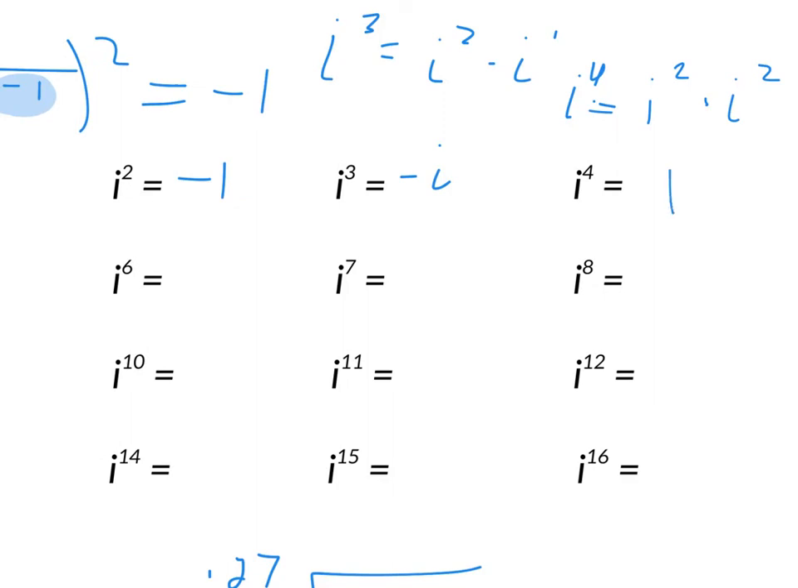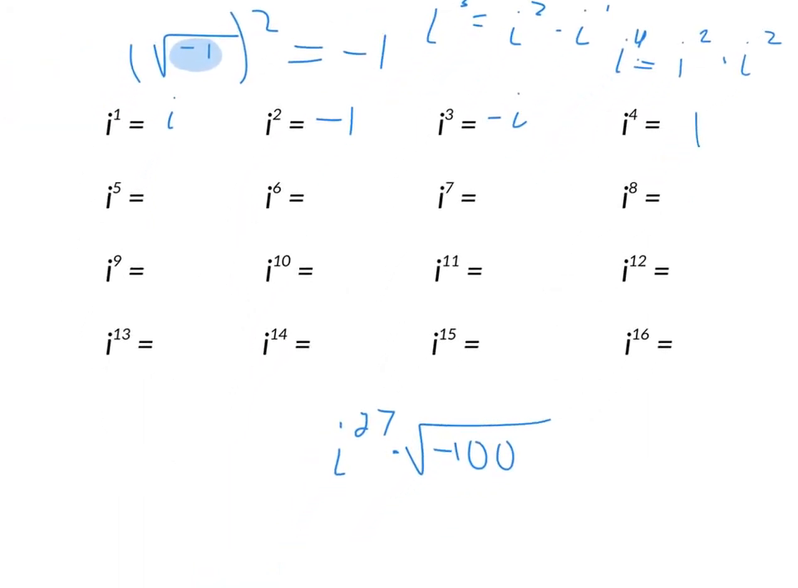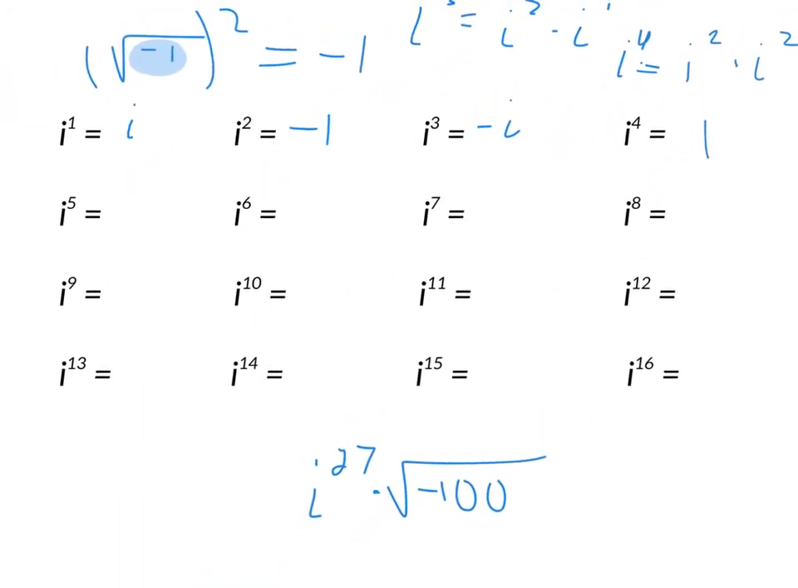And because I to the fourth is positive 1, my whole table will reset itself. In other words, I to the fourth times I to the first will get me I to the fifth, and that will give me I, which will lead to I to the sixth being negative 1, negative I, 1. I, negative 1, negative I, 1. I, negative 1, negative I, and finally 1. And this pattern would continue.